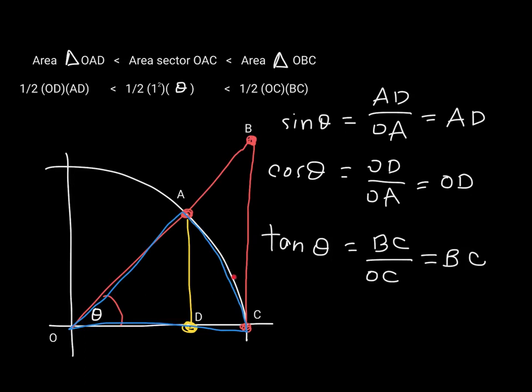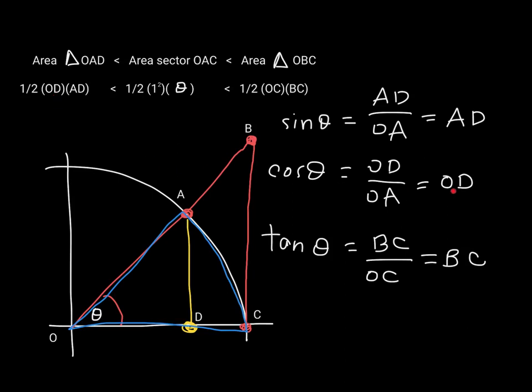The area of the sector, remember the formula for the area of a sector is 1/2 times the radius squared times the radian measure of your angle theta. Remember, this is a unit circle, so the radius is 1, times the radian measure of theta. That's the area of this sector. Finally, the area of the larger triangle is 1/2 times the base, OC, and the height, which is BC.